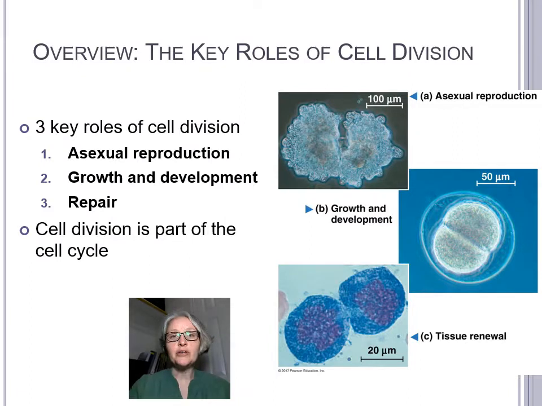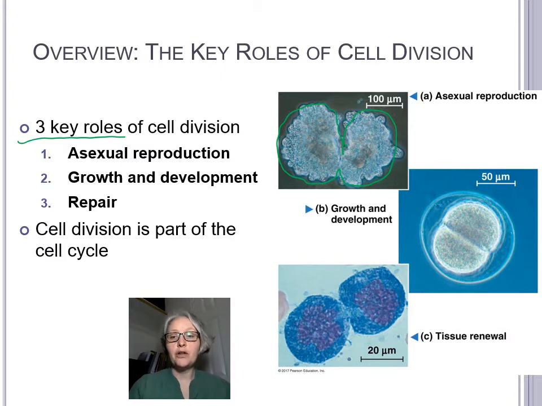The first thing we want to talk about is the roles of cell division. There are three key roles of cell division that you should know and be very comfortable with. First, cell division is important for asexual reproduction. So if you're a single-celled organism and you're able to go through cell division, like this amoeba is over here, this is how you produce offspring, which is one of our key characteristics of life.